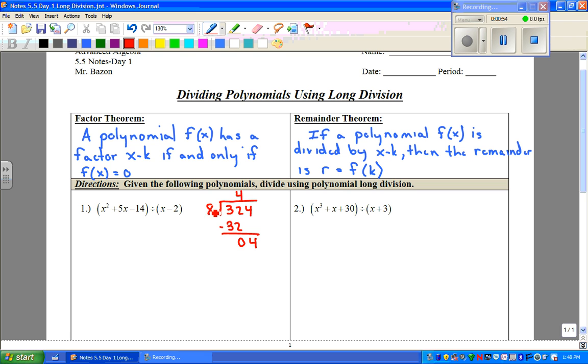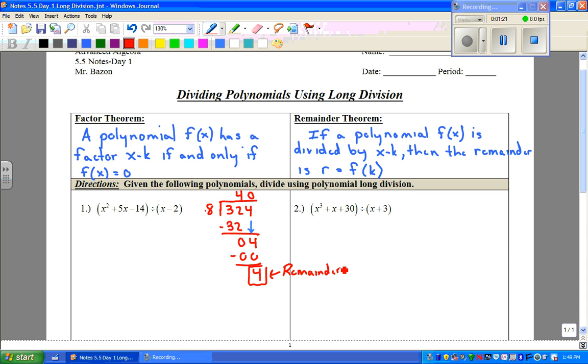Then we take this 8 and see how many times it goes into what's here after we brought this 4 down. We know that 8 goes into 4 no times. Then you multiply those two, 8 times 0, and you get 0. You take the difference of those two, and you're left with 4. Now remember, this right here is known as your remainder.